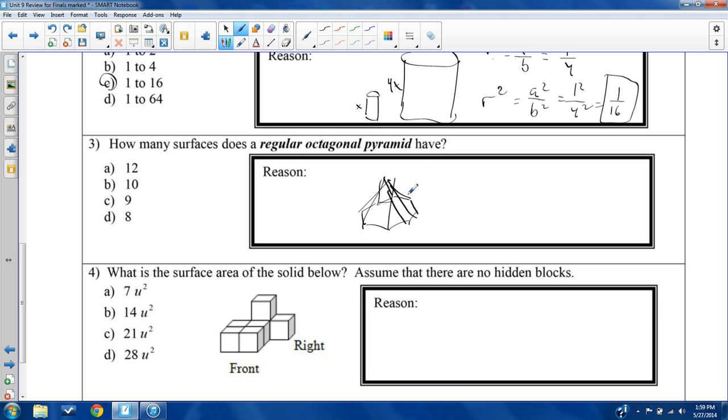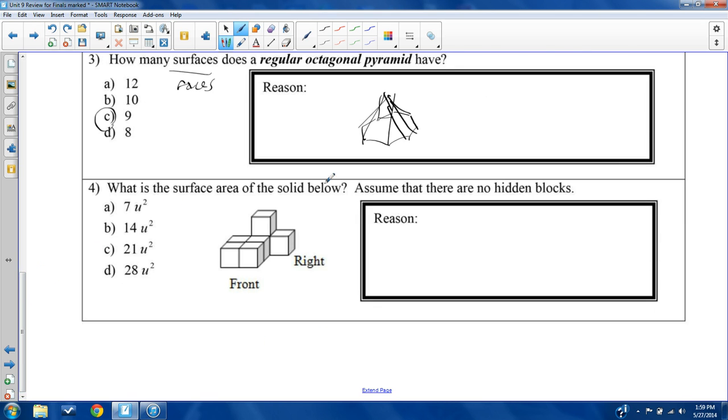So the number of faces is, there are 8 triangles all around here. It's not very well drawn, but there are 8 triangles, and then there's 1 base. So you're looking at a 9-faced shape. That's how many surfaces, the faces. 9 surfaces there, the base plus the 8 triangles.